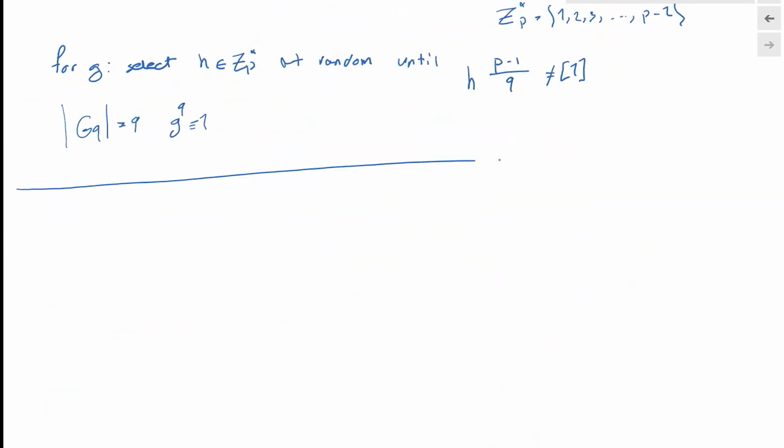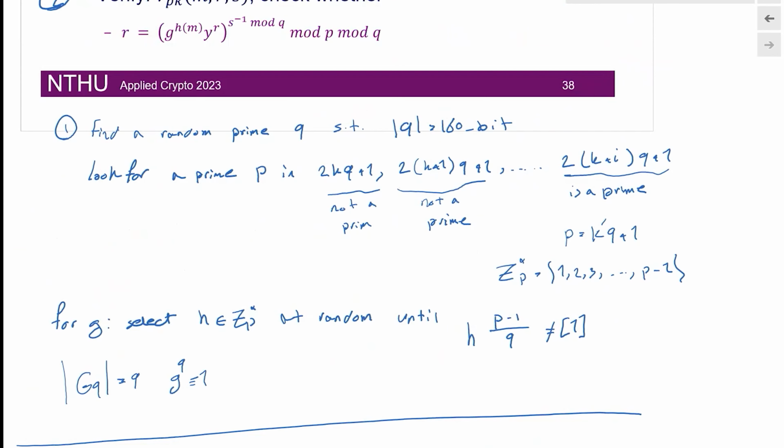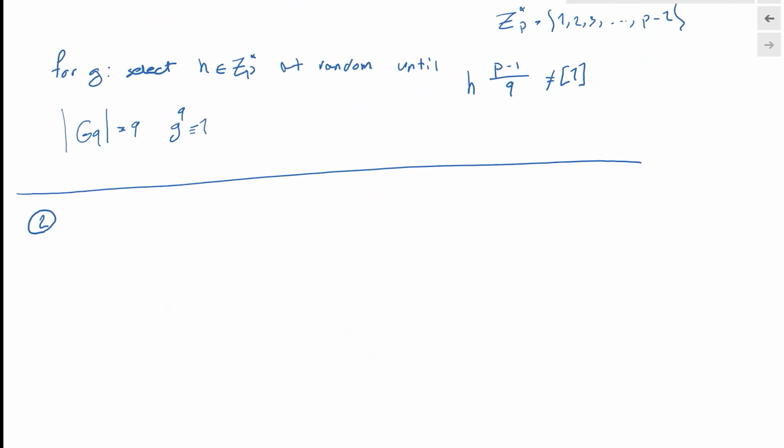discuss this verification. So on the verification side, it says that we need to make sure that R, which we have computed over here, equals G to the power hash of M, and then Y to the power R, and then the whole thing to the power the inverse of S, mod Q, mod P, mod Q. Okay, let's do this computation.